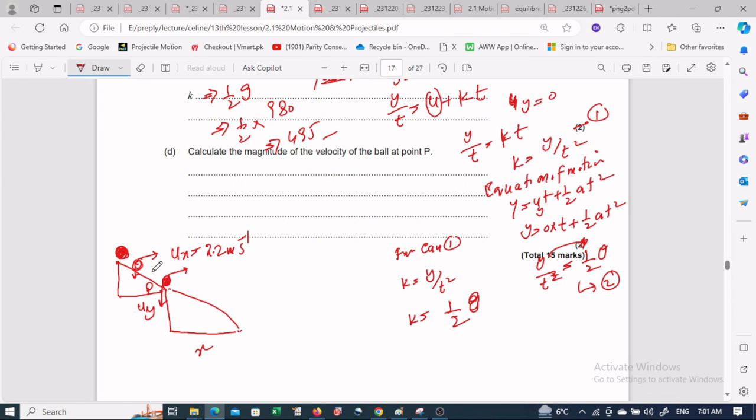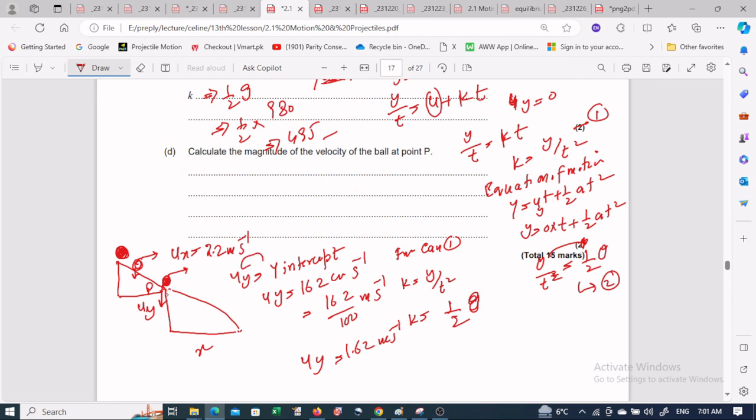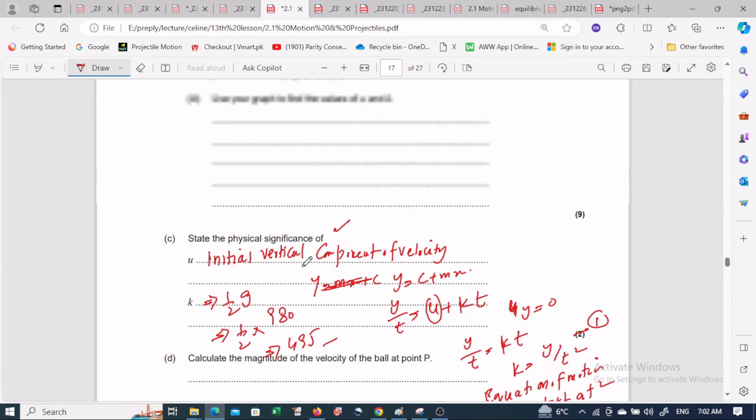For the y component, we have to find the initial velocity y component. At this point uy is actually the y-intercept that we already found. The y-intercept is equal to 162. If we divide by 100, we get meter per second, that is equal to 1.62 meter per second. So the y-intercept is actually the vertical component, as we already discussed.